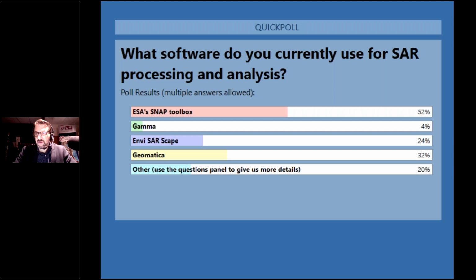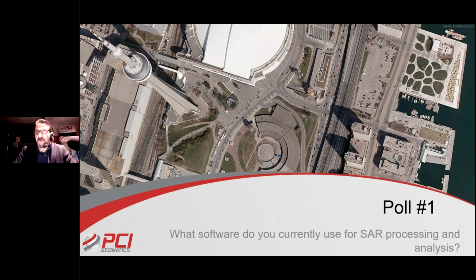The fact that ESA makes the software available freely and has developed it over the years to support Sentinel satellites as part of the Copernicus mission is obviously a great benefit. But we think we've developed some things that will make your life a little bit easier within Geomatica, and that's what we're here to talk about.